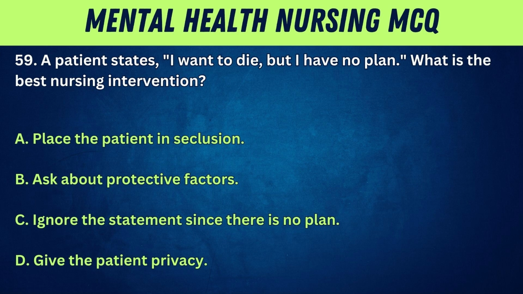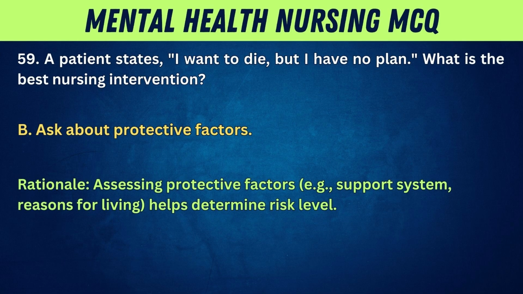59. A patient states, "I want to die, but I have no plan." What is the best nursing intervention? A. Place the patient in seclusion. B. Ask about protective factors. C. Ignore the statement since there is no plan. D. Give the patient privacy. Answer: B. Ask about protective factors. Rationale: assessing protective factors, e.g., support system, reasons for living, helps determine risk level.